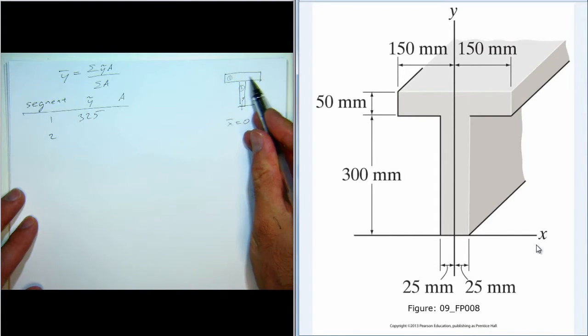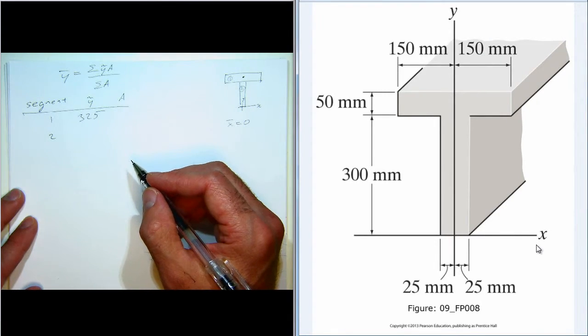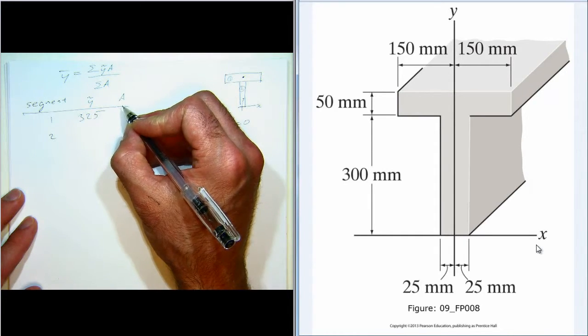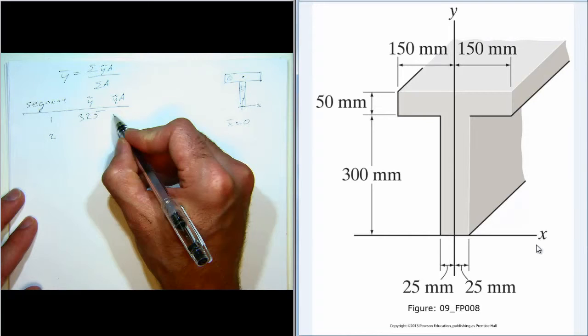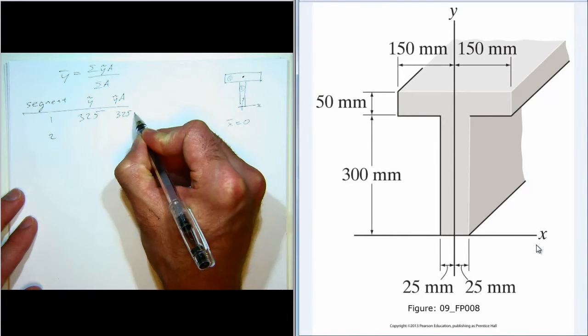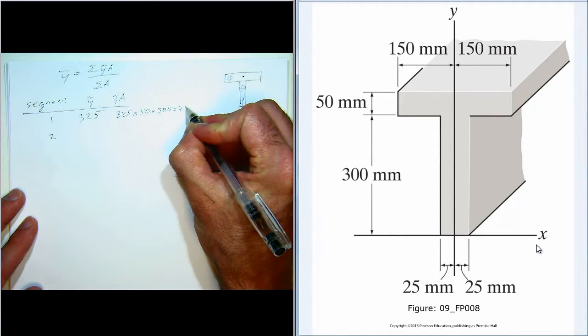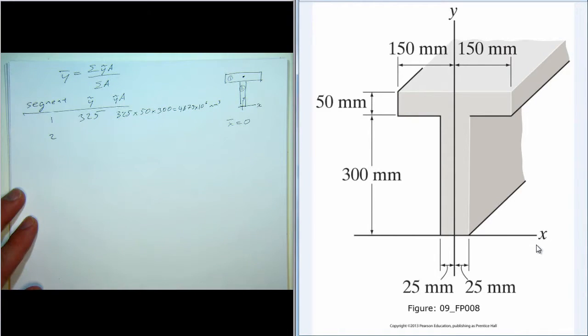So 300 plus half of this distance, so it's 25. So 325 is right here. And the area of that is 50 times 300. Well, we'll go ahead and skip a step. So y tilde times a. So we have y tilde is 325, and then times a is 50 times 300. And that is 4.875 times 10 to the 6 millimeters cubed.